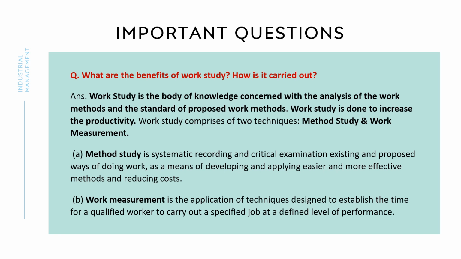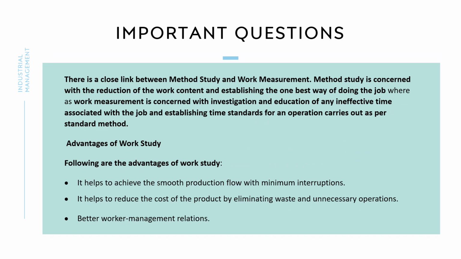A. Method study is systematic recording and critical examination of existing and proposed ways of doing work, as a means of developing and applying easier and more effective methods and reducing costs. B. Work measurement is the application of techniques designed to establish the time for a qualified worker to carry out a specified job at a defined level of performance. There is a close link between method study and work measurement.